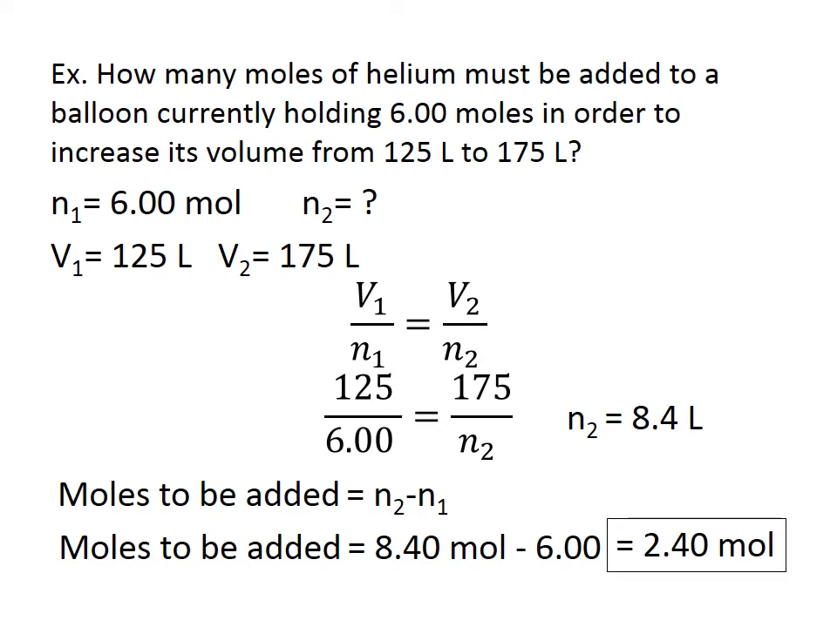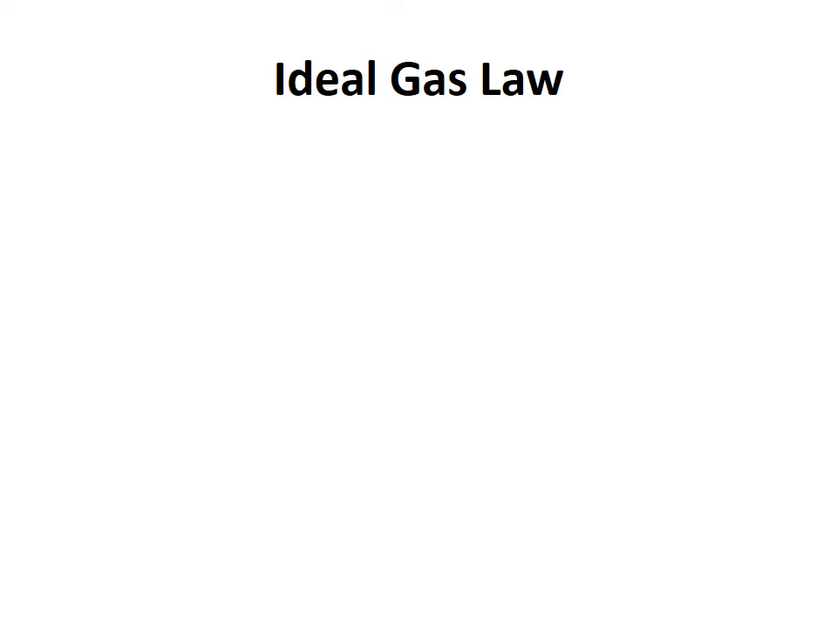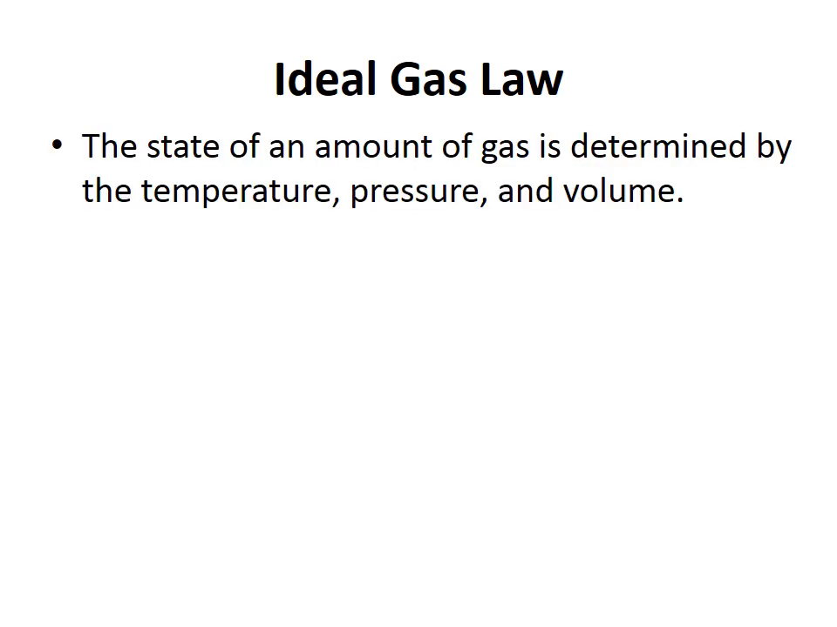So in order to increase its volume from 125 to 175 liters, we must add 2.40 moles of gas. Now the ideal gas law. When you think of the ideal gas law, it's derived from the gas laws, and it describes how the volume of a gas depends on the pressure, temperature, and the number of moles of a gas. It tells us about the state and amount of gas, and it is determined by the temperature, pressure, and volume.